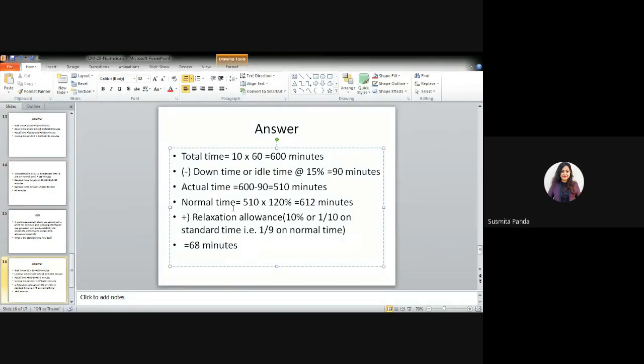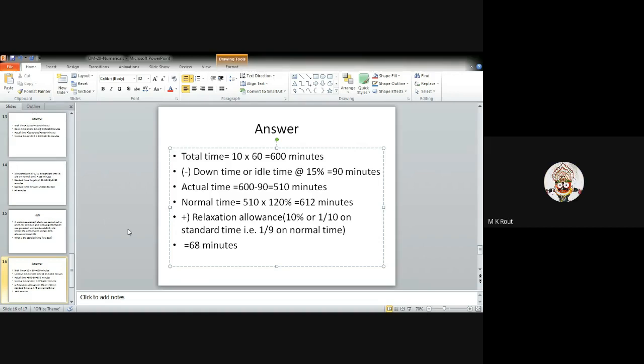You can easily calculate, yes, sir. 10% of 6, sorry, 1 by 9. Sir, I did not get the last one, that allowance. 1 by 10 on standard time. Which one is standard time, sir? Standard time we are going to calculate. So that is equal to 1 by 9 on normal time. Normal time is given 612, 612 into 1 by 9, divide by 9.